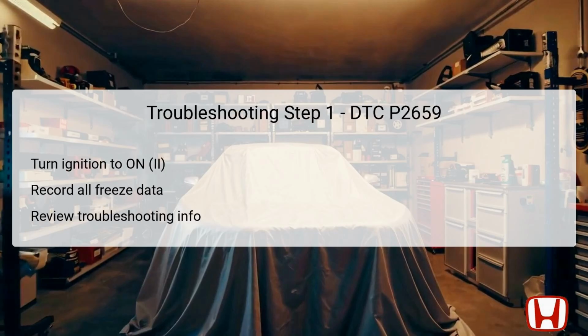The first step in troubleshooting DTC P2659 involves turning the ignition switch to the ON position. This action powers up the vehicle's electrical systems without starting the engine. Next, it is crucial to record all freeze frame data. This data encapsulates vital information that reflects the engine's operational parameters at the time the DTC was triggered. Understanding this information is extremely useful for diagnosing intermittent issues.